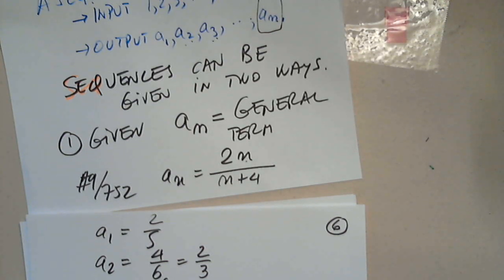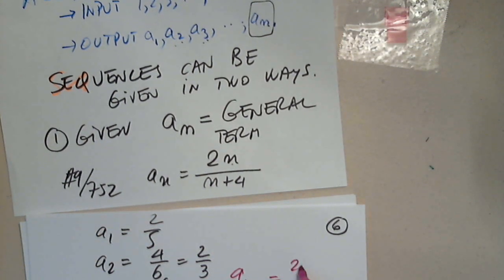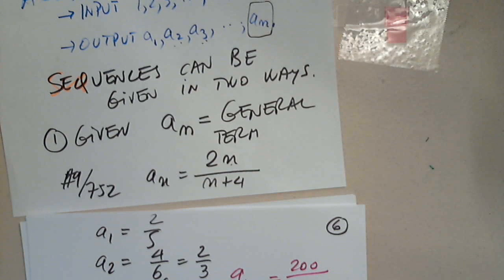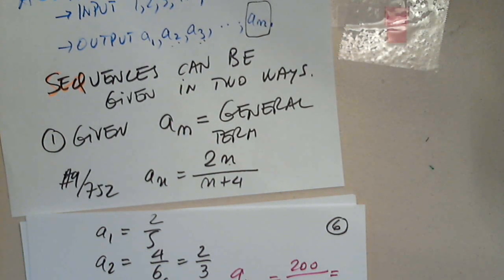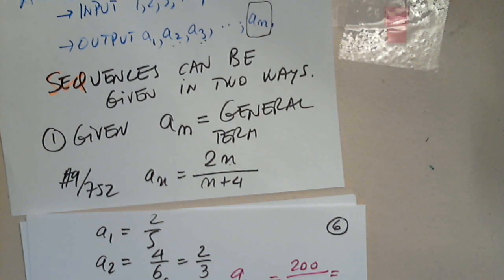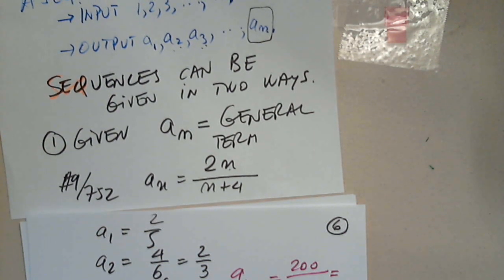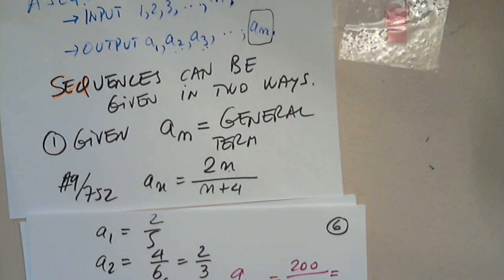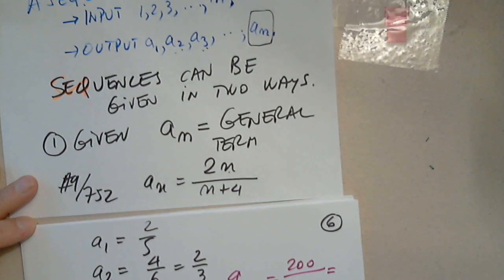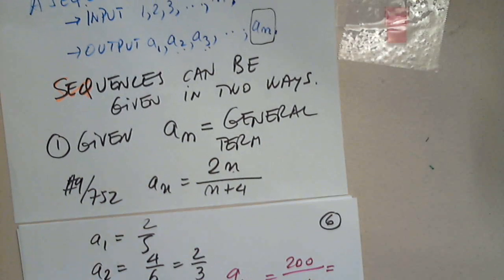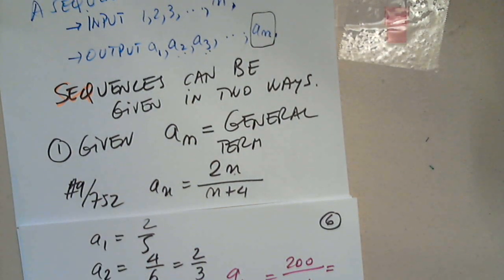And if you say, find the term 100, no problem. I can find term 100. So it's 200 divided by 204, and I'll simplify by 2, and I get 100 over 102, and I can simplify again by 2, and I get 50 over 51. You can ask me any term. Because I'm given the general term, I can find any term. Just give me n, and I'll find it for you.